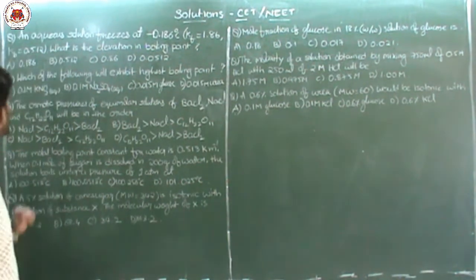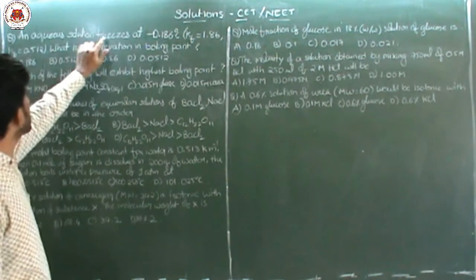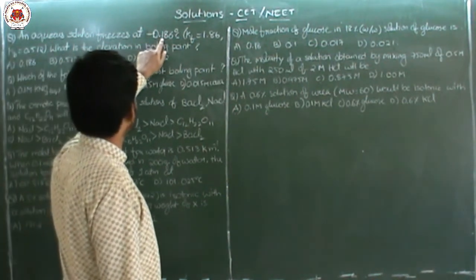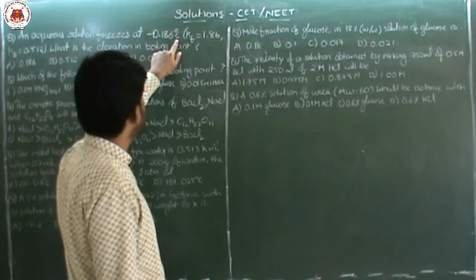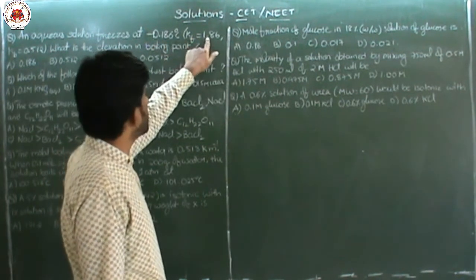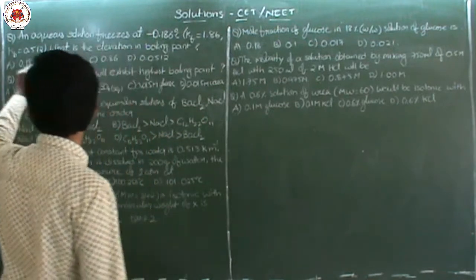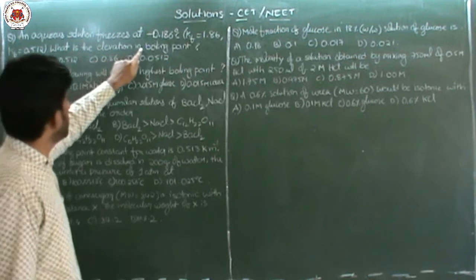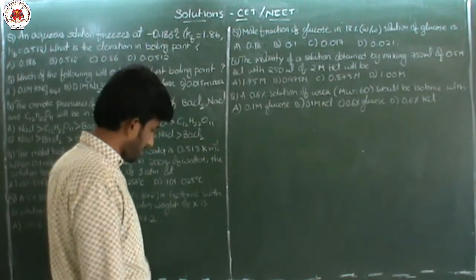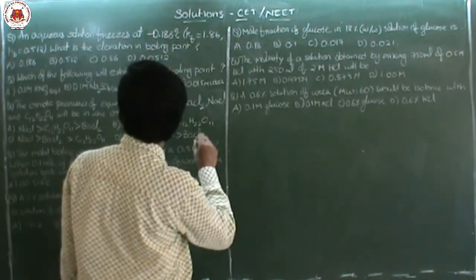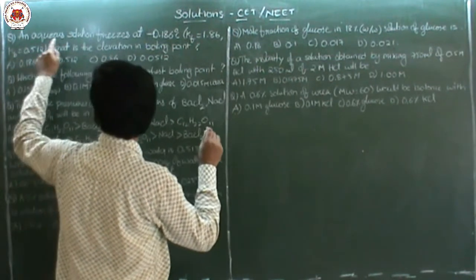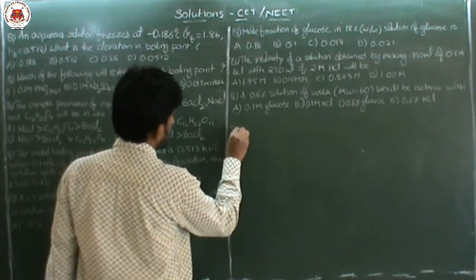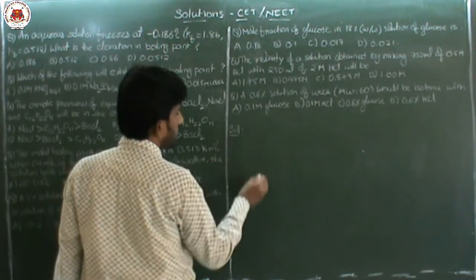First question is, an aqueous solution freezes at minus 0.186 degrees centigrade. Kf is equal to 1.86, Kb is equal to 0.512. What is the elevation in the boiling point? First let us look at the details they have given. An aqueous solution freezes at... Aqueous solution is freezing at means what is the value you need to take?